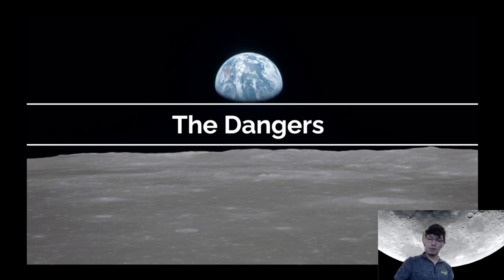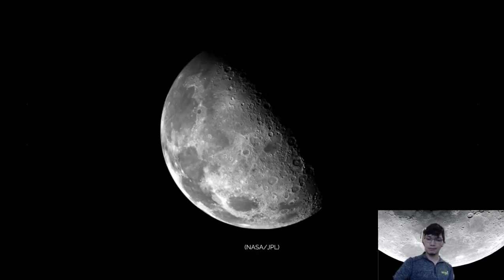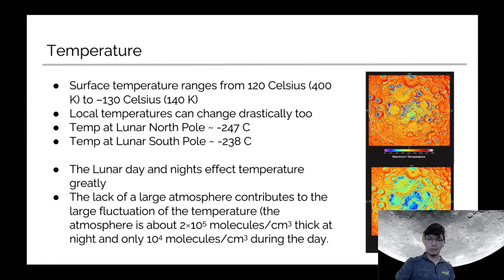Now for the dangers of the moon. Temperature variances on the moon are extreme. The surface temperature ranges from 120 degrees Celsius to negative 130 degrees Celsius. And local temperatures can change drastically as well. The temperatures at the lunar North Pole tend to average around negative 247, and the temperatures around the lunar South Pole tend to range around negative 238 degrees Celsius.